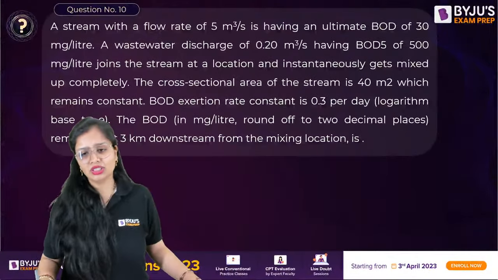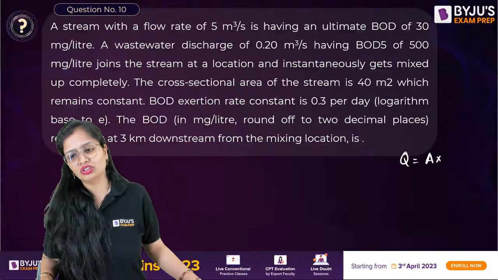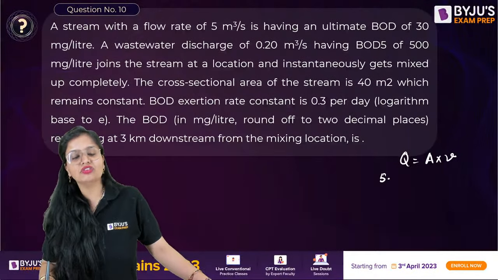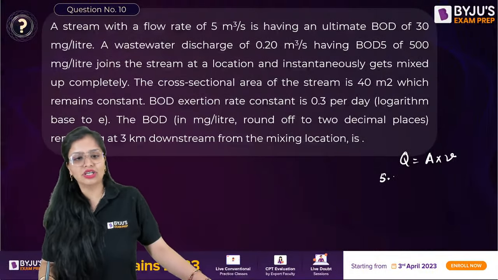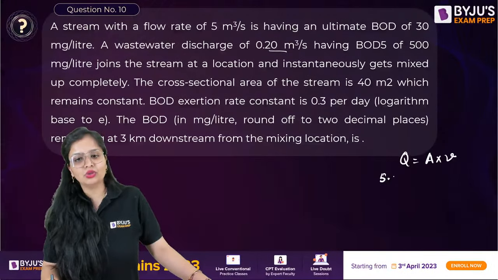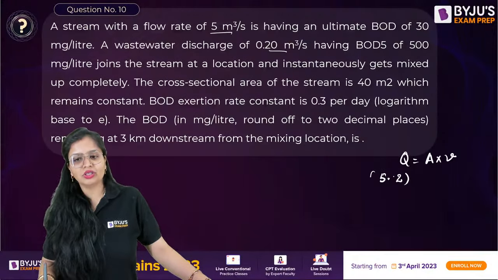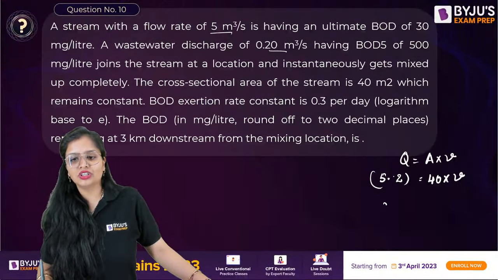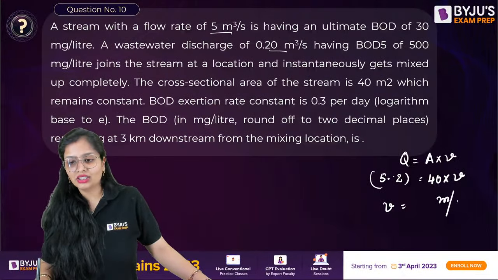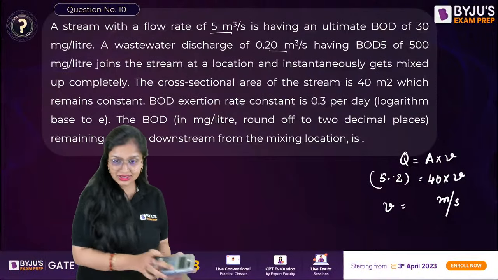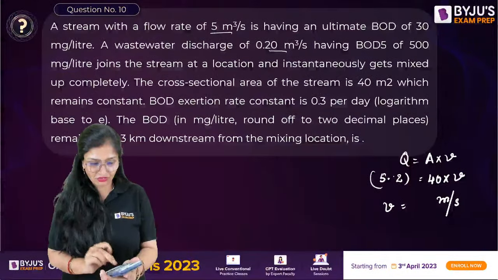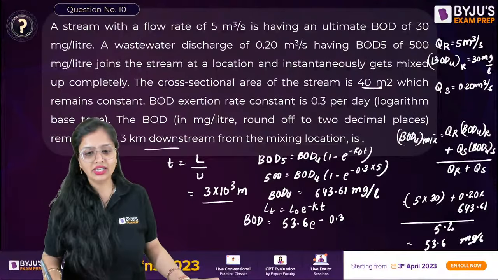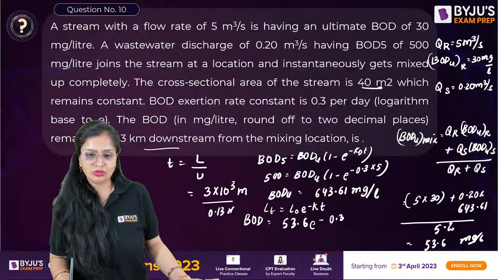So what you can do is discharge is equal to area into velocity. Discharge will be the summation of discharge of river plus discharge of sewage. So it will be 5 plus 0.2, which is 5.2, the total discharge. Cross-sectional area of the stream is 40 and velocity you will calculate. Do look at the units also. It will come in meters per second. So 5.2 divided by 40. This will be 0.13 meter per second. This is the velocity.